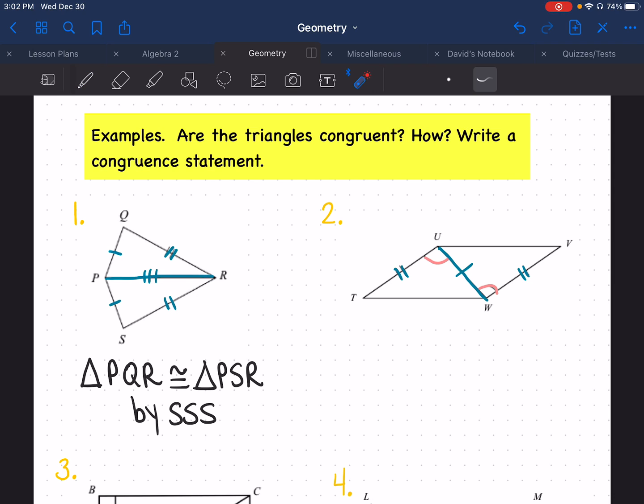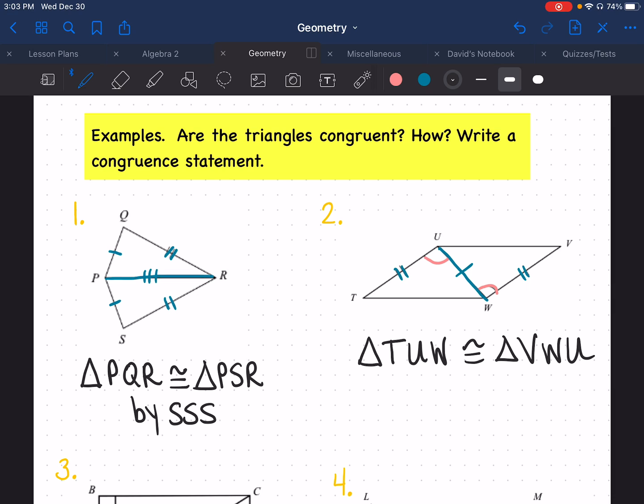And now what I see in both triangles is two sides that create this angle U, two sides that create this angle W. This is side, angle, side. So I'm going to go ahead and name them. Triangle TUW is congruent to triangle VWU.